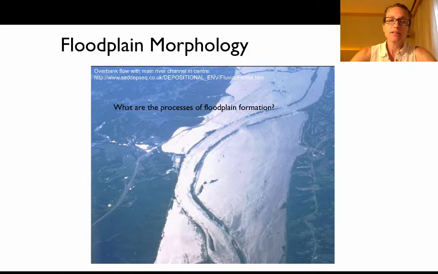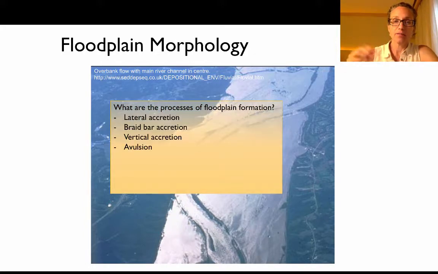All right, so continuing in Chapter 8, looking at floodplain morphology. And first, let's think about what a floodplain is. We know that floodplains are flat depositional surfaces adjacent to the modern channel that is formed with the current flow regime. And so let's look at what are the processes that form floodplains.